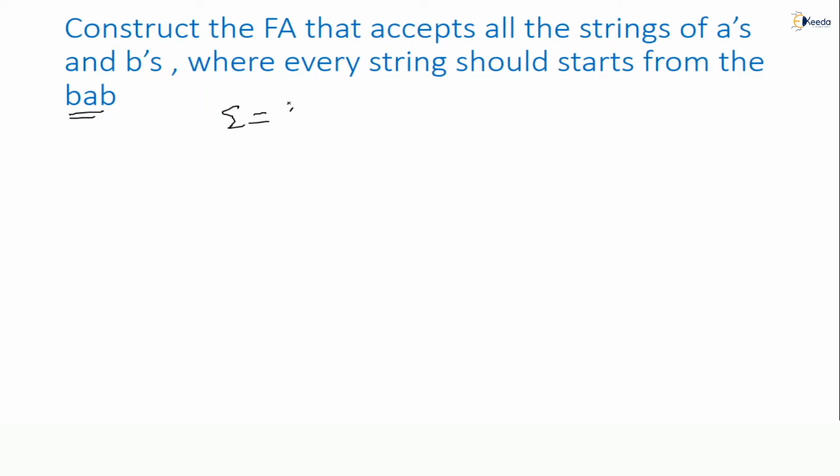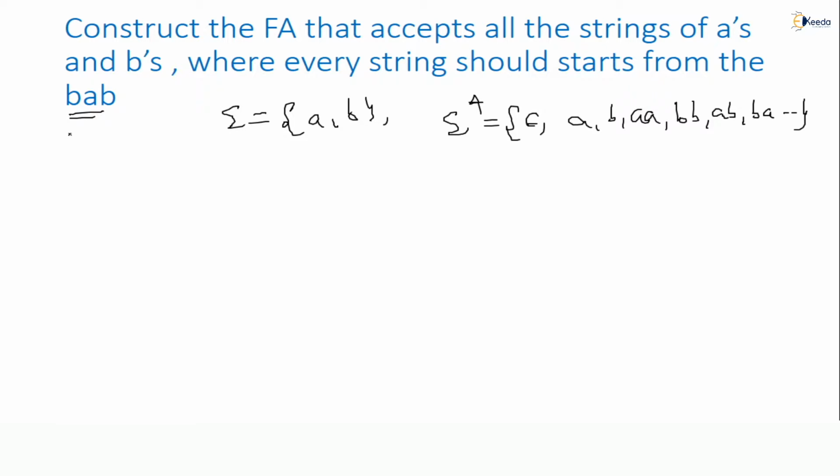Now look at this alphabet. What is the alphabet? A comma B only. So sigma star, we know, what is sigma star? Epsilon, A, B, AA, BB, AB, BA, any number of strings we will get. But they said every string should start with BAB. So every string W in the language must start with BAB, followed by any number of A's or B's.